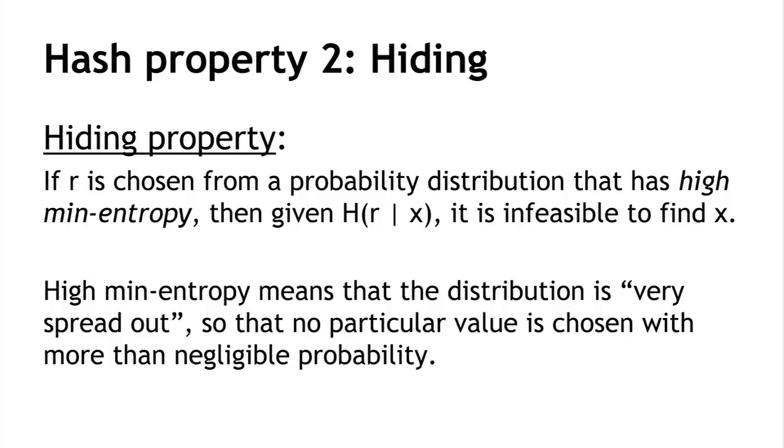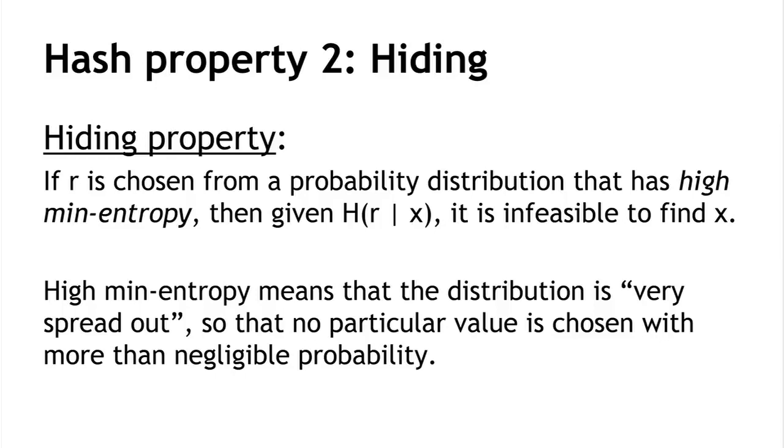And so what we're going to say is, given the hash of r together with x, that it's infeasible to find x, and that this will be true in the formally stated property that if r is a random value chosen from a distribution that has high min entropy, then given the hash of r concatenated with x, it's infeasible to find x. And what does high min entropy mean?